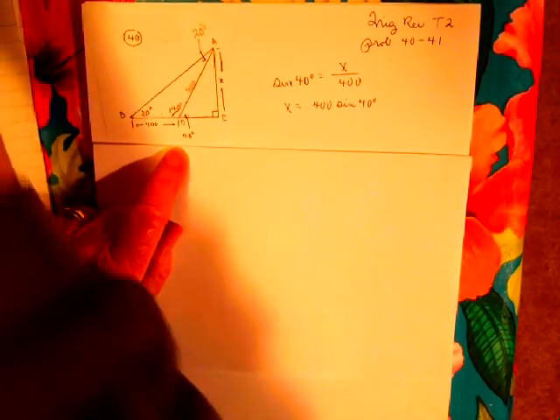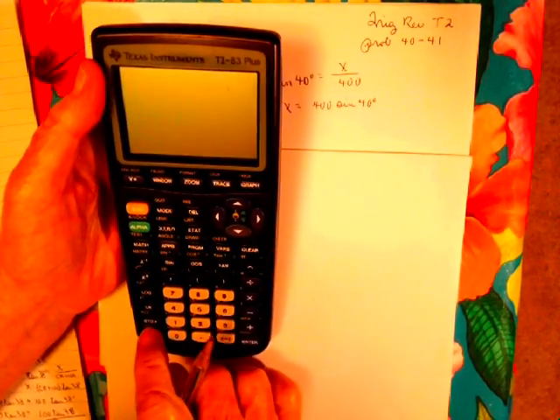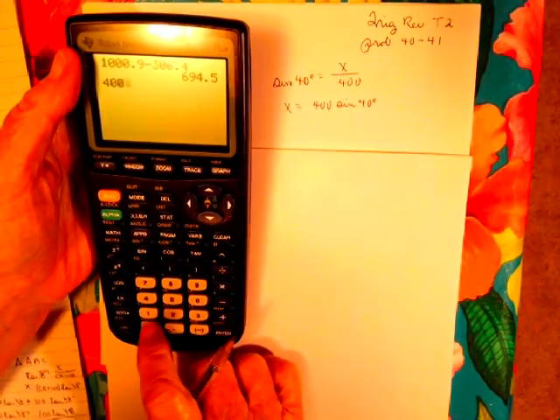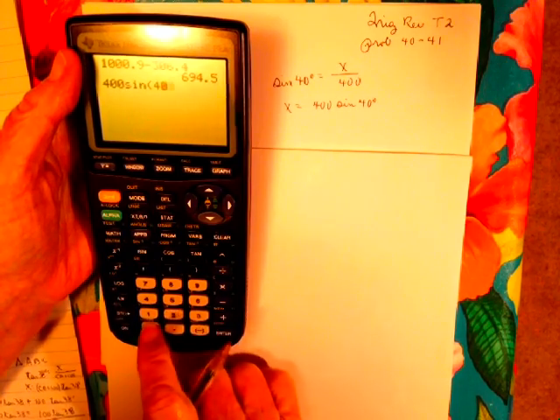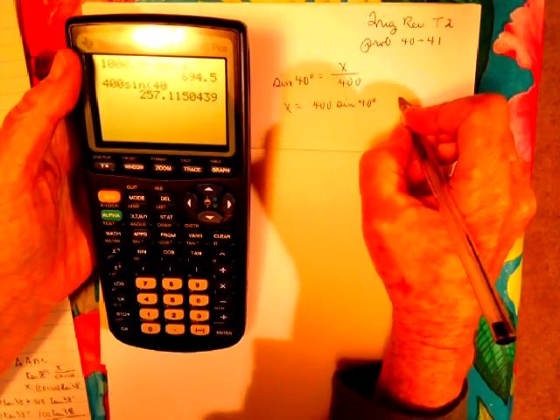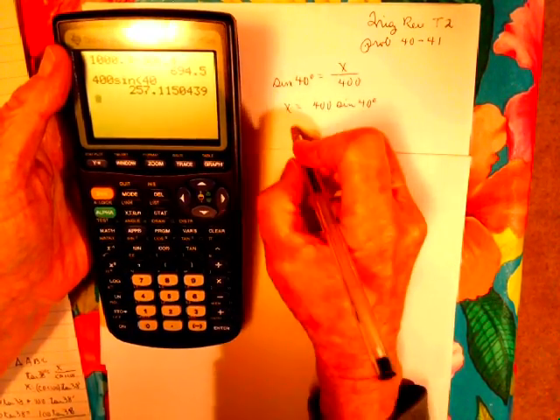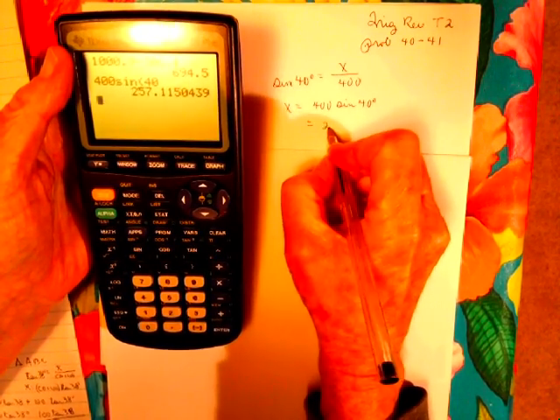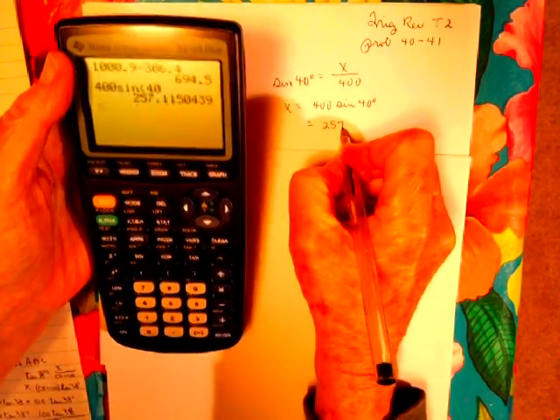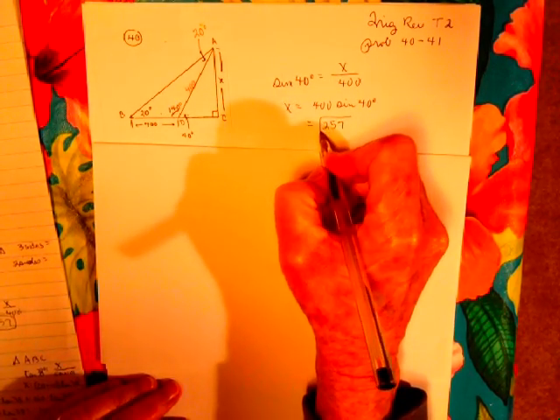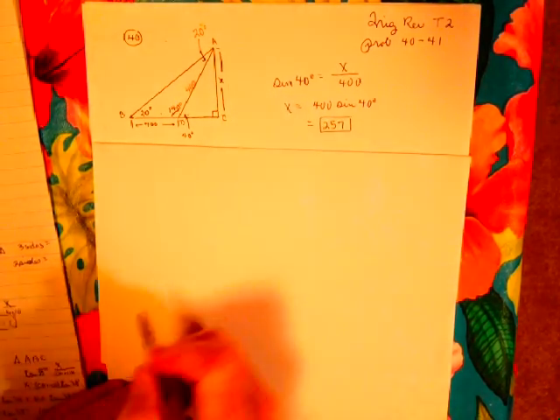All you have to do is put that in your calculator. 400 times the sine of 40 degrees. X equals 257. Round that to the nearest whole number. X equals 257.